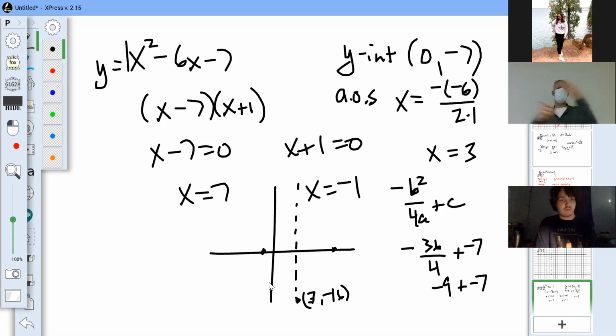All kinds of little things can be used to help graph the parabola. Hanging in there? We good? Okay. Well, I don't want to go too fast.